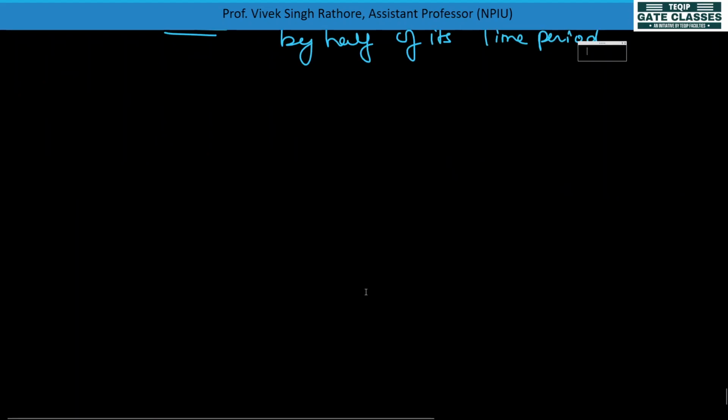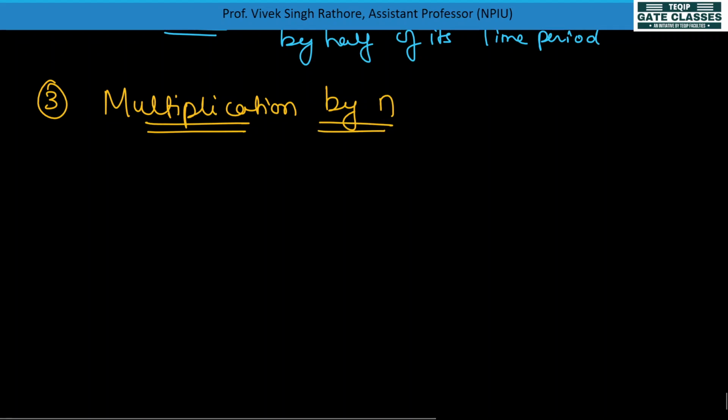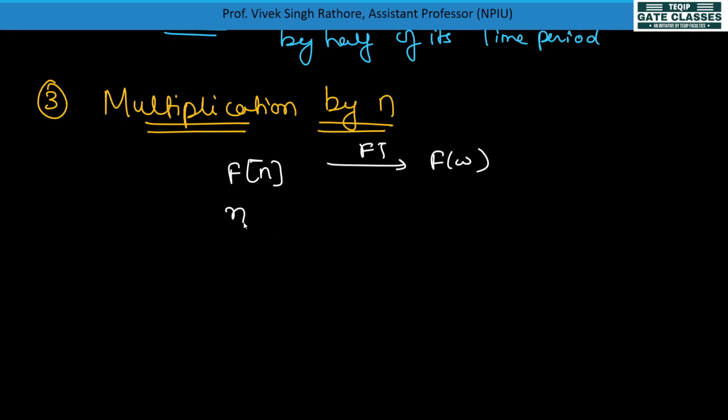Now we'll see one more property, that is multiplication by n. We'll write here third, multiplication by n. When we were talking about the continuous time domain, we saw multiplication by t. Here we will see multiplication by n because it is in the discrete time domain. As you know, the Fourier transform of f of n is F of omega. Whenever we multiply n into f of n and take the Fourier transform, we get j times dF by d omega. Just differentiate F of omega and then multiply by j.